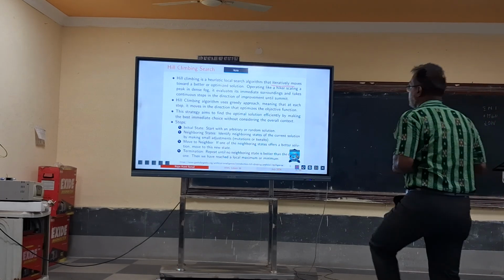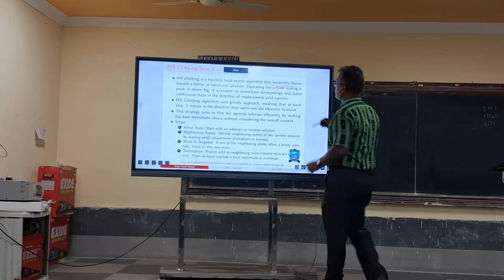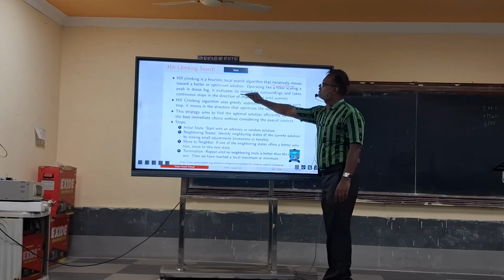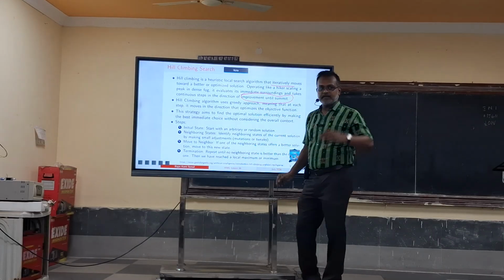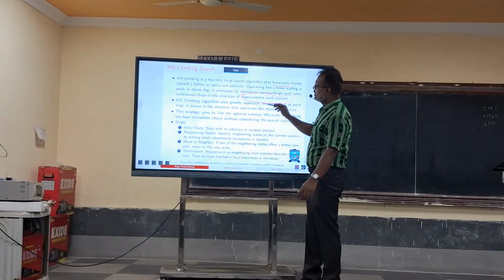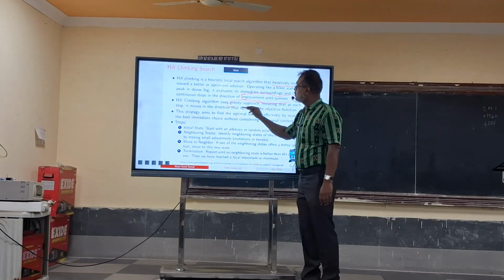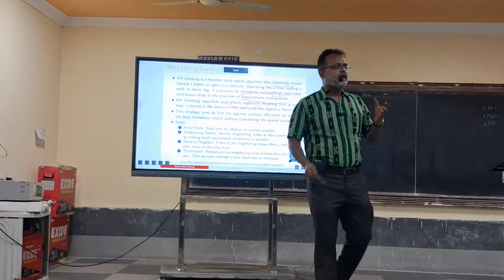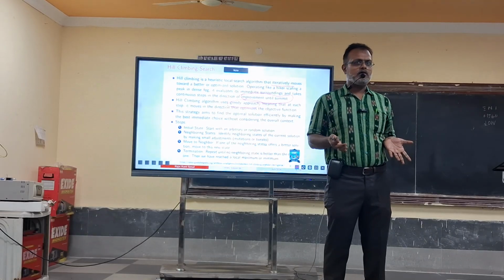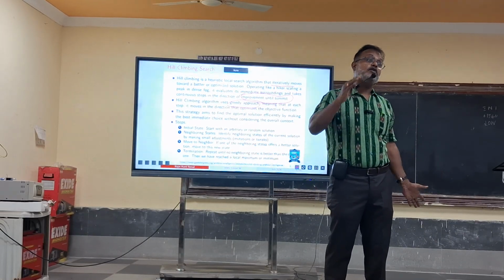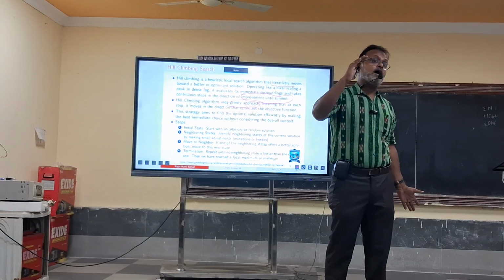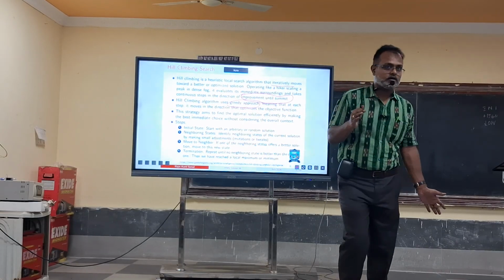Operating like a hiker scaling a peak in the dense fog, it evaluates the immediate surroundings and takes continuous steps, and then improvement until summit. Slowly it improves. Hill climbing algorithm is a greedy approach. What is a greedy approach? Greedy approach means get whatever is available, or just keep whatever is available. Don't focus on too high idealistic goals.